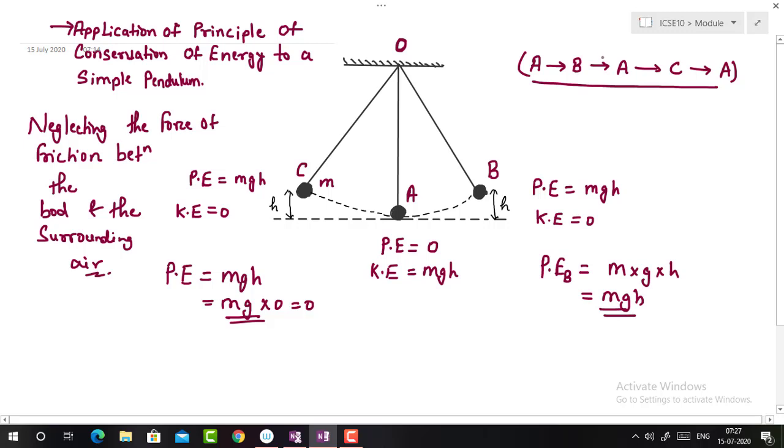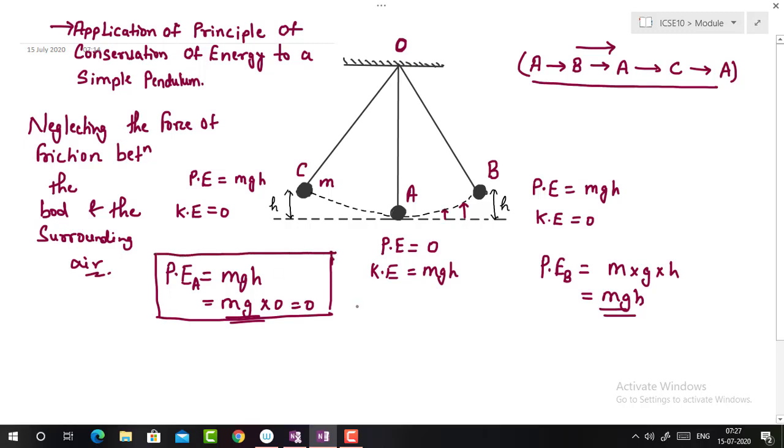When the bob goes from B back to A, what happens? The height goes on decreasing. As we can see from the figure, the height is decreasing, and as the body reaches position A, there is no height, so we can say that the potential energy at point A is 0. So where is the energy? The complete potential energy gets transformed into kinetic energy.